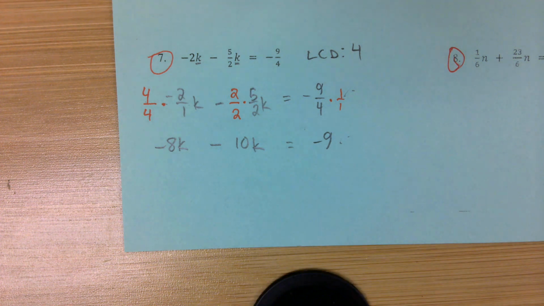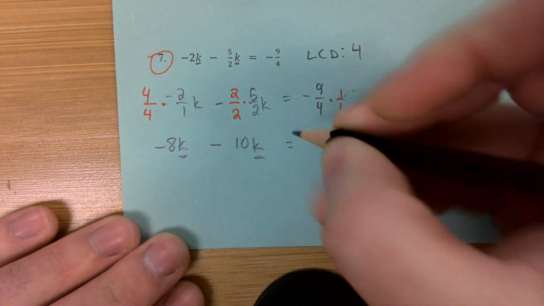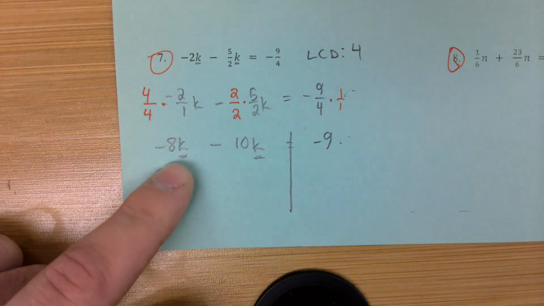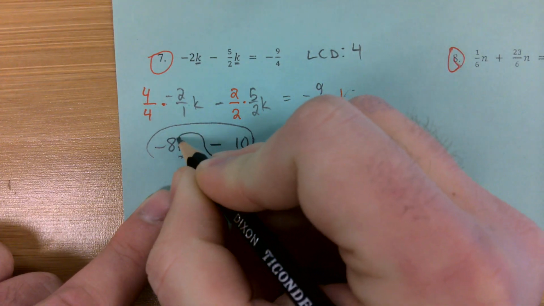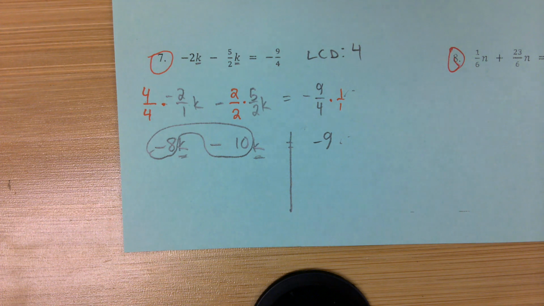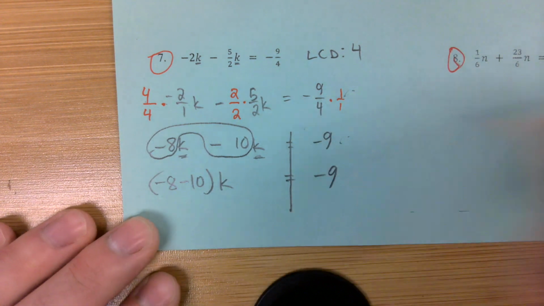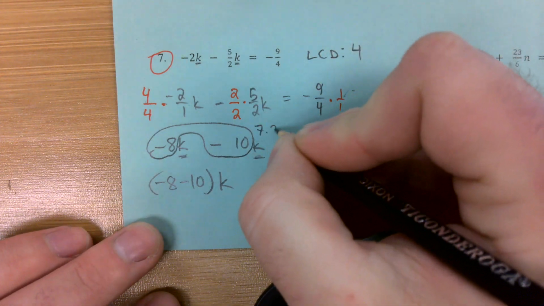So what's the first step we're going to do here? Are we going to add 10 to both sides? No, what are we going to do instead? Combine. That's right. Like I mentioned, we have two variable terms on the same side of the equation. So before we start moving any terms over and dividing both sides and doing all that stuff, we have to combine these like terms. Negative 8 and negative 10. That gives us negative 18k equals negative 9. Hopefully we remember combining like terms. That was from, I think, 7.2, right?